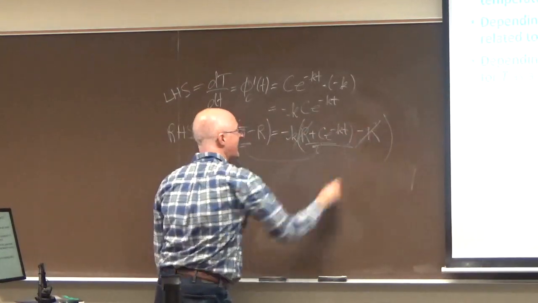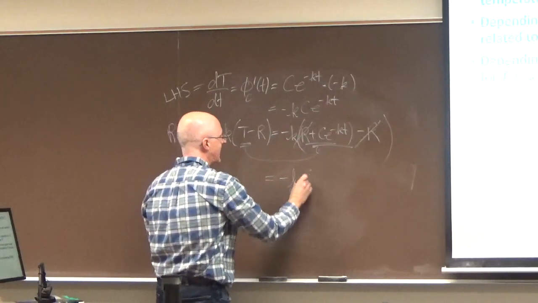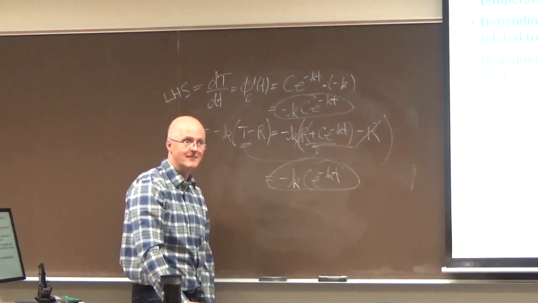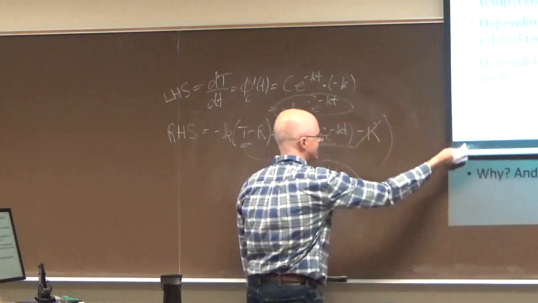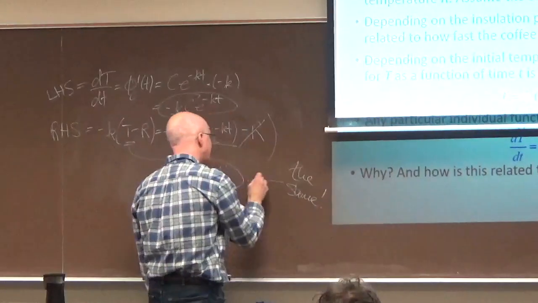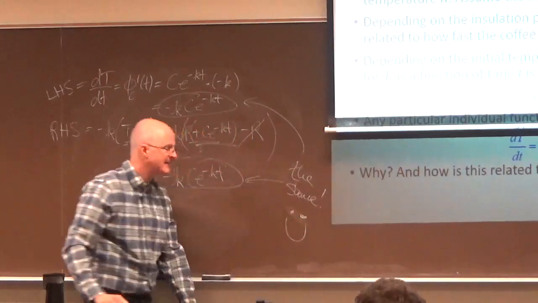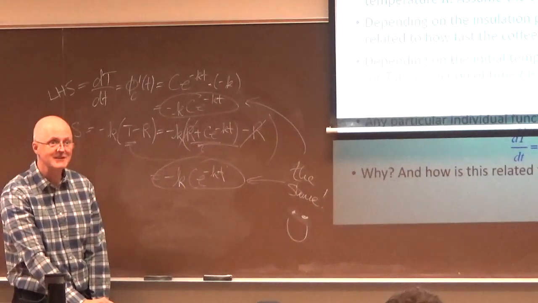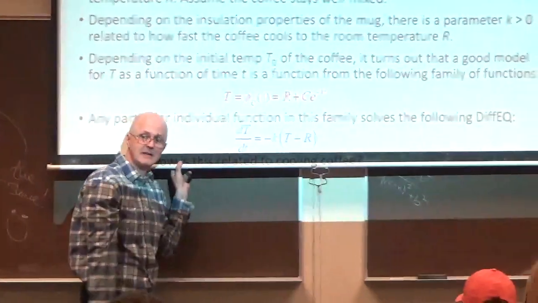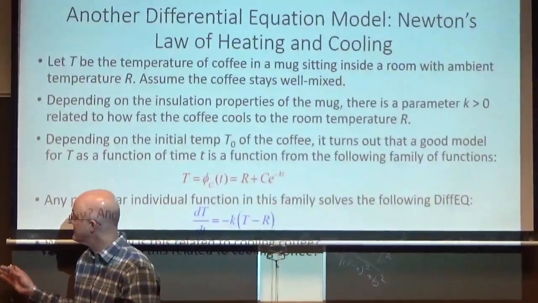The R's cancel, and the negative k comes through the parentheses to give you negative k C e to the negative kt. The exact same thing I got up there. Those are the same. Very, very happy. Happy face. Those are the same. That means this function solves this differential equation. That's what it means to solve it. When you plug it in the left side and the right side, you get the same thing. Same functions of little t.